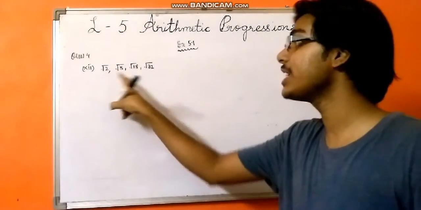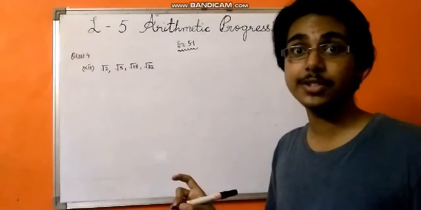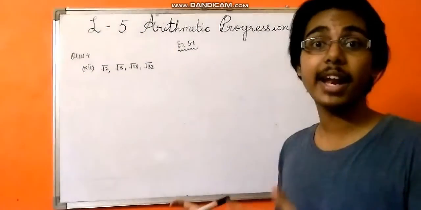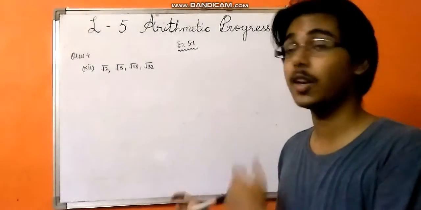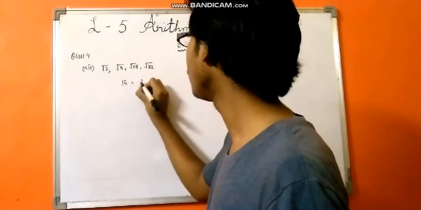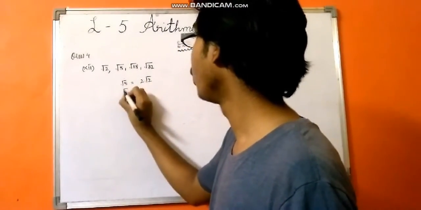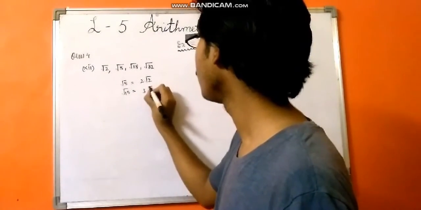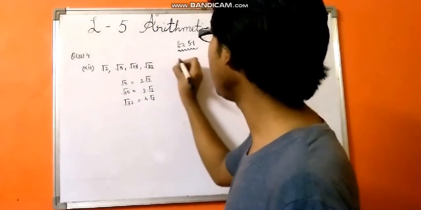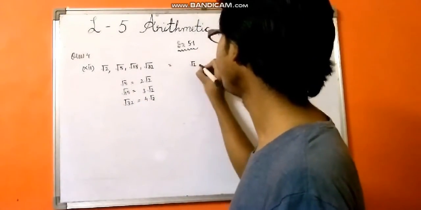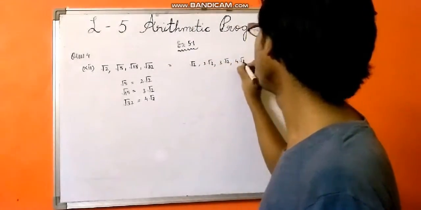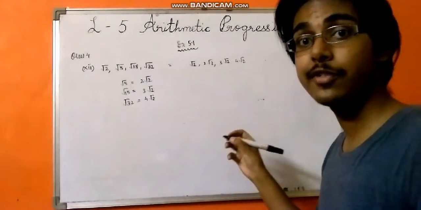Now this particular question, if you just see without careful analysis, you would think that this is not an AP, and many of you might write that this particular series is not an AP. But look carefully, we can write root 8 as 2 root 2, root 18 as 3 root 2 and root 32 as 4 root 2. So this particular AP will become root 2, 2 root 2, 3 root 2 and 4 root 2 and so on. So let us find the common difference now.